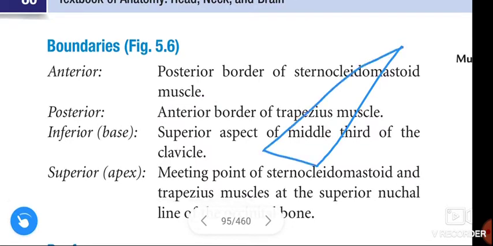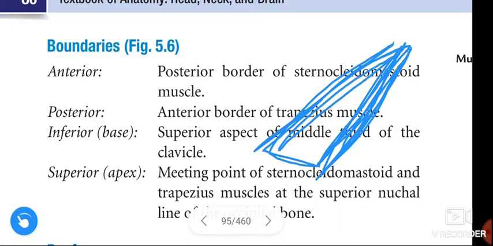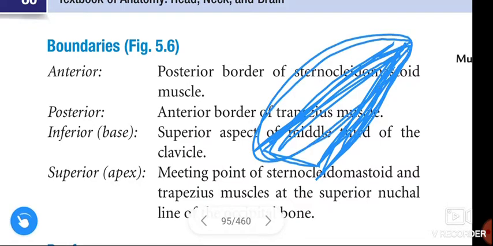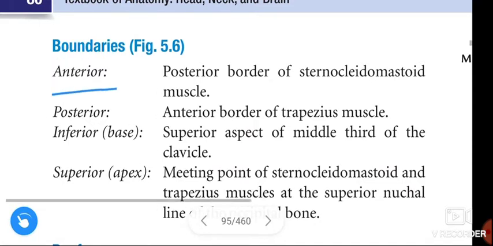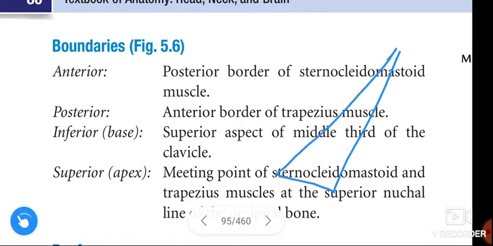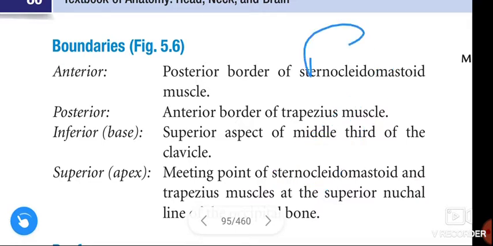See here, if you think of the sternocleidomastoid muscle, this is the anterior border of the sternocleidomastoid muscle, and this is the posterior border. This posterior border of the sternocleidomastoid muscle forms the anterior border of the posterior triangle.